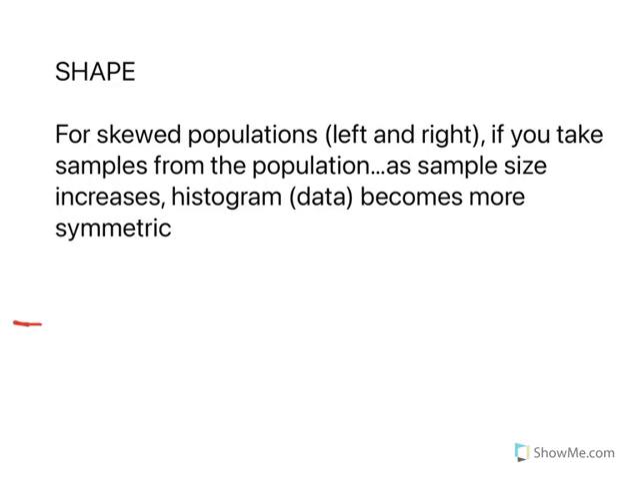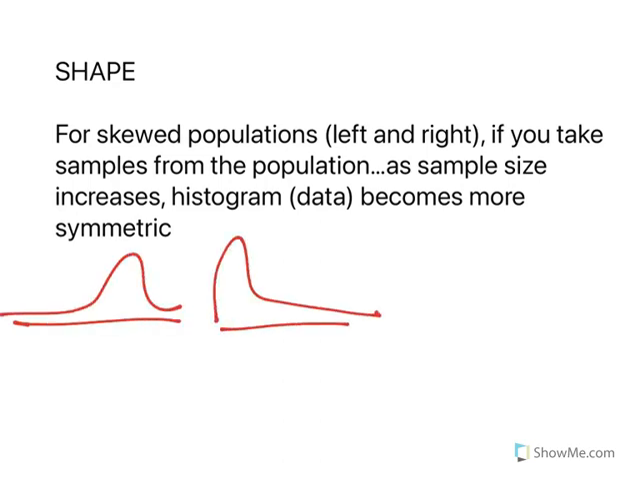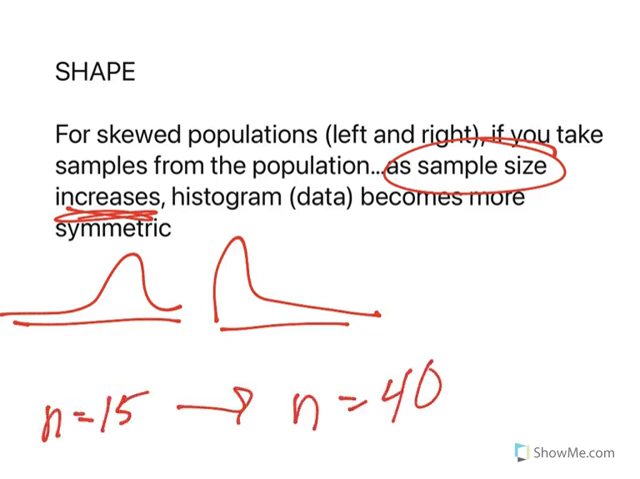For skewed populations, so if we have skewed left or skewed right, those are not normally distributed. But as the sample size increases, so as n goes from 15, let's say, to 40, the histogram becomes more evenly distributed, more symmetric. So when you think about the shape of a graph, as the sample size gets bigger, the graph becomes more symmetric, and it looks like the normal distribution.